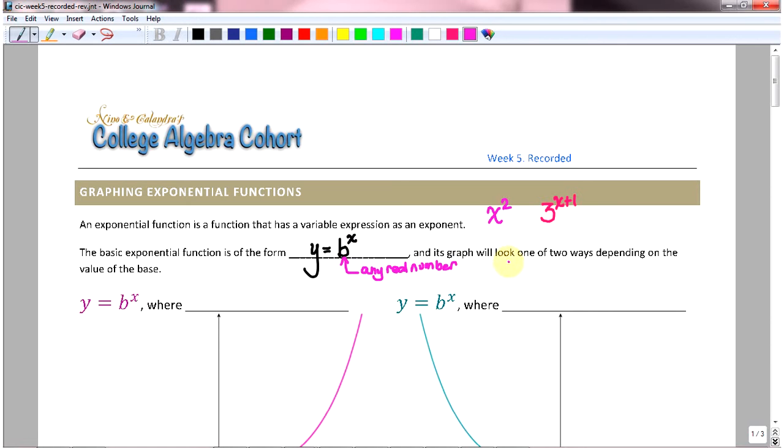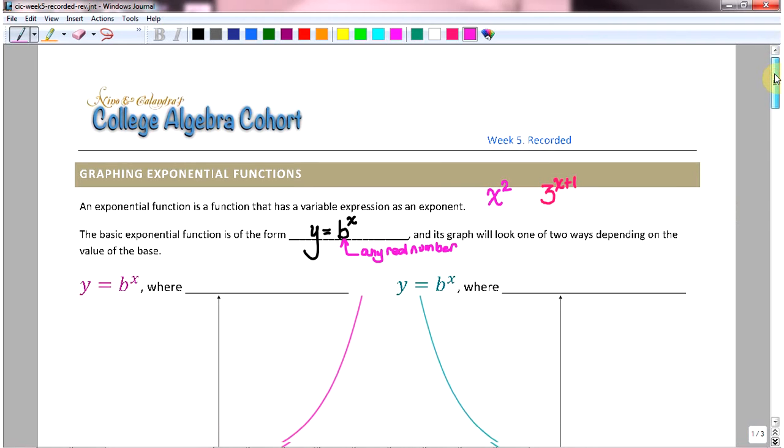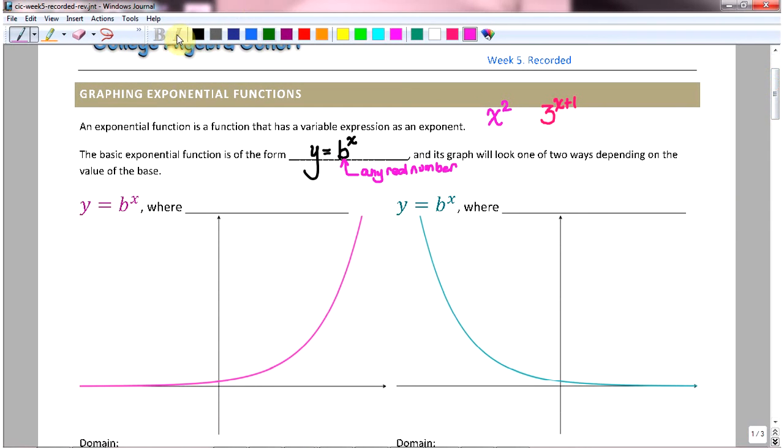And the graph of such an exponential function will look one of two ways depending on the value of that base b. Well, the first way it could look is an increasing function. So this is the graph of y equals b to the x if the base is a number that's bigger than 1. So if the base is bigger than 1, then you'll have a graph that is increasing. Remember that what it means for a graph to increase is if it's rising as you move from left to right. And we see that this graph is rising as we go from left to right.